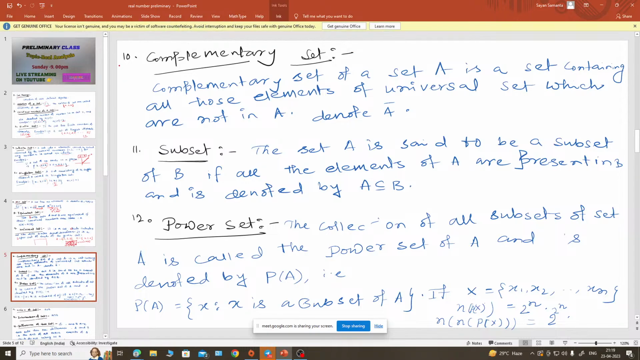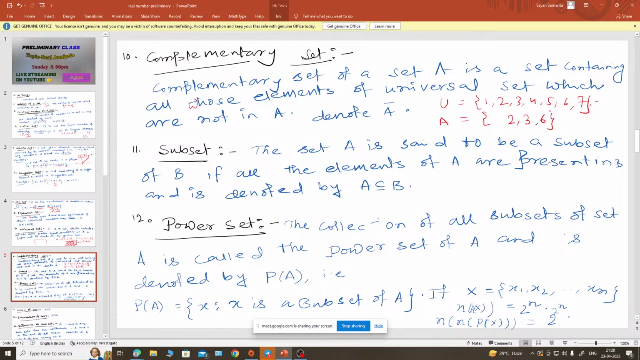Next, complementary set. Complementary set of a set A is a set containing all the elements of the universal set which are not in A. Okay. If given U, that is universal set, if we consider universal set members are 1, 2, 3, 4, 5, 6, 7. And here A set members are 2, 3, 6. Okay.